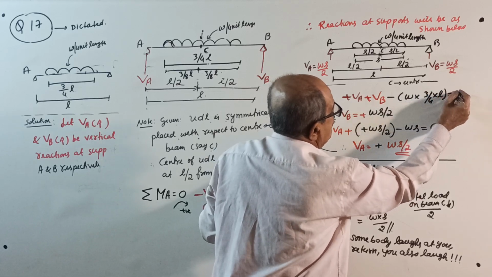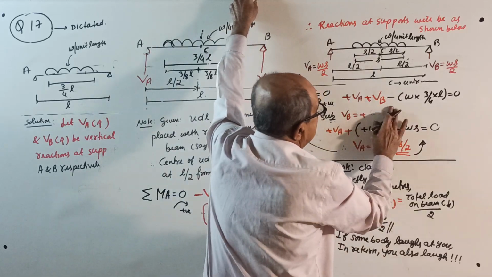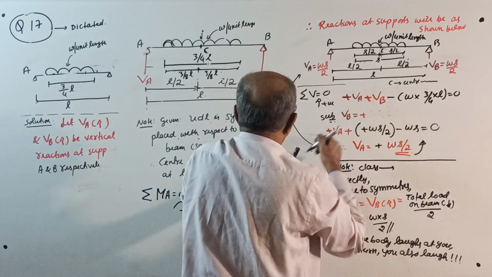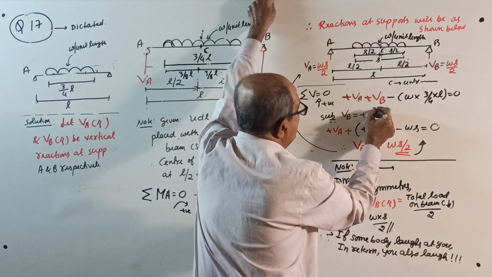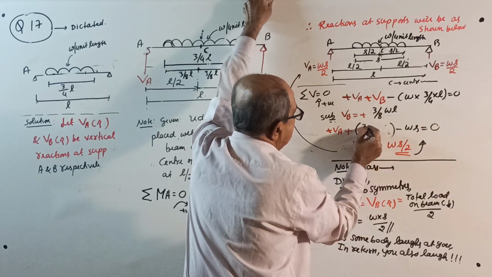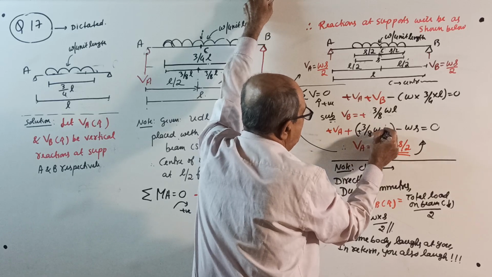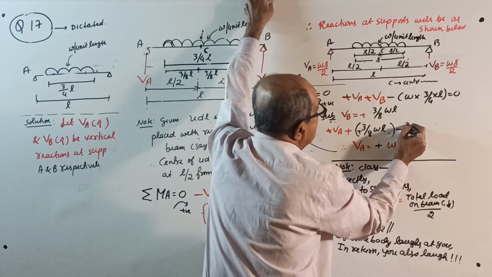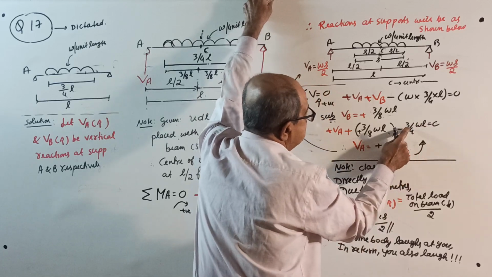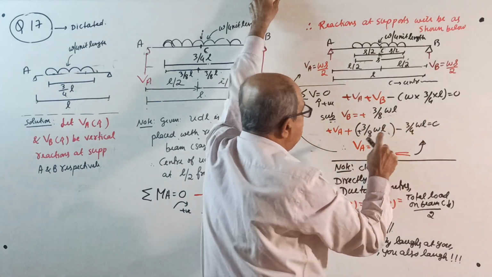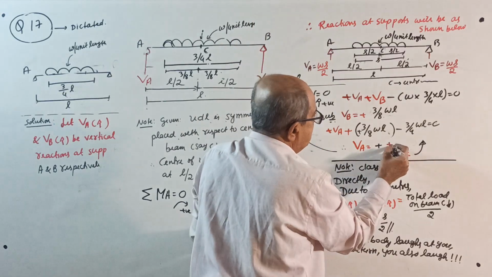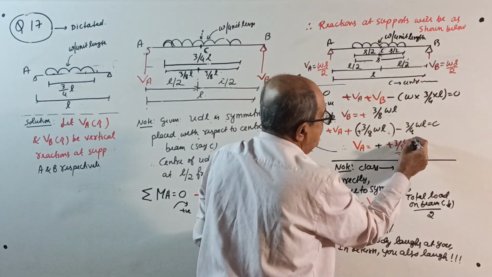3/4 of L equal to 0. VB will come, see, 3/4 of WL. Substitute VB equal to how much? Substitute VB equal to 3/8 WL. So, VA plus 3/8 WL minus 3/4 of WL equal to 0. Your VA will come minus 3/4, that side is plus 3/4, this is minus 3/8. 3/4 minus 3/8 is once again plus 3/8 of WL.